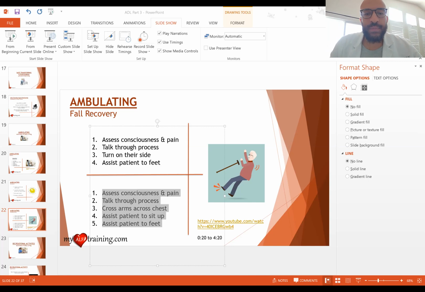So the patient fell. When you look at that, he fell. Okay. So what he's doing now, he's assessing the patient's consciousness. Can you tell me who you are? How do you feel? What happened? What's today's date? He's explaining the process. He's telling him, I want you to cross your arms over your chest. And he's putting his hands underneath his shoulder blades to lift the patient up to a sitting position.